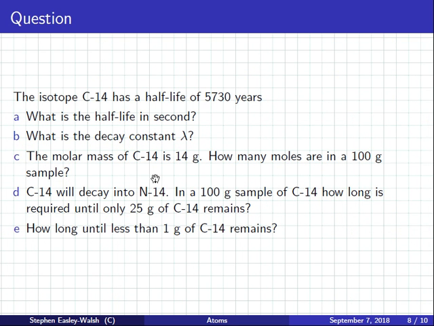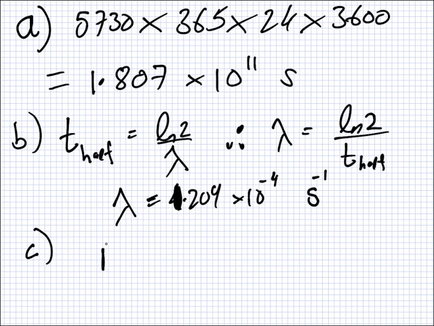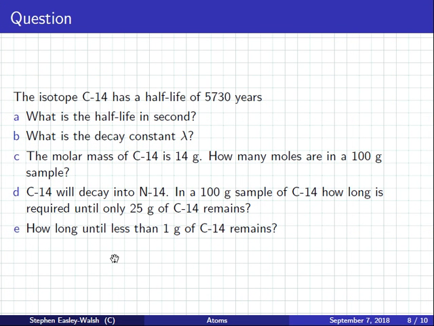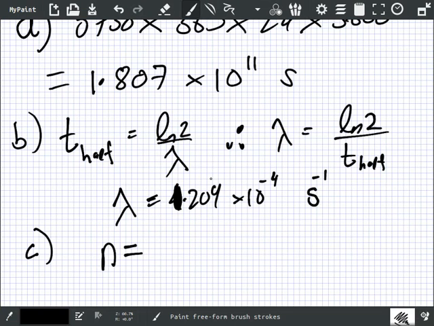The molar mass of carbon-14 is 14 grams. So that means 1 mole is 14 grams. How many moles are in 100 grams? About 7. What is it exactly on your calculator? 7.14 moles. Okie dokie. D.